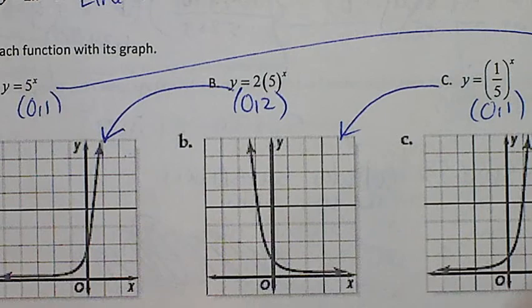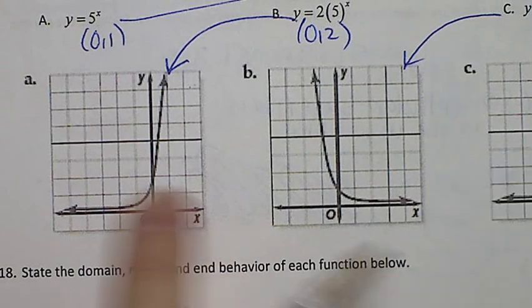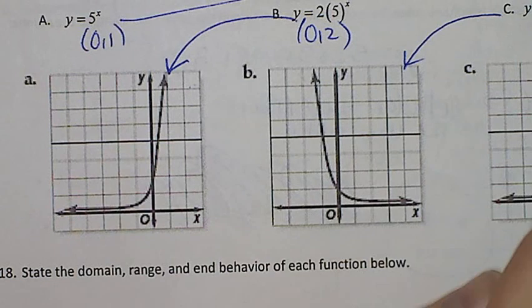To save time, please look down at number 18. You and your partner will choose one of these graphs, little a, little b, or little c, doesn't matter which one, and you're going to identify the domain, the range, and the end behavior in 45 seconds. Go.